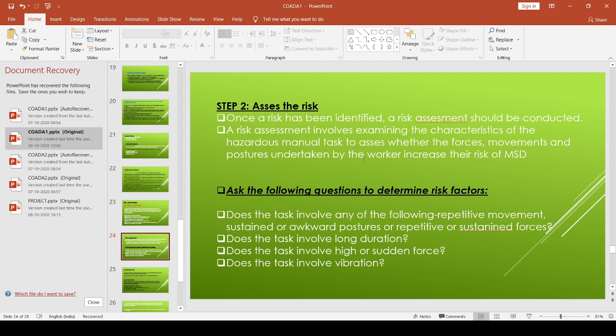Does the task involve any of the following repetitive movements? Does the task involve long duration? Does the task involve high or sudden force? Does the task involve vibrations?